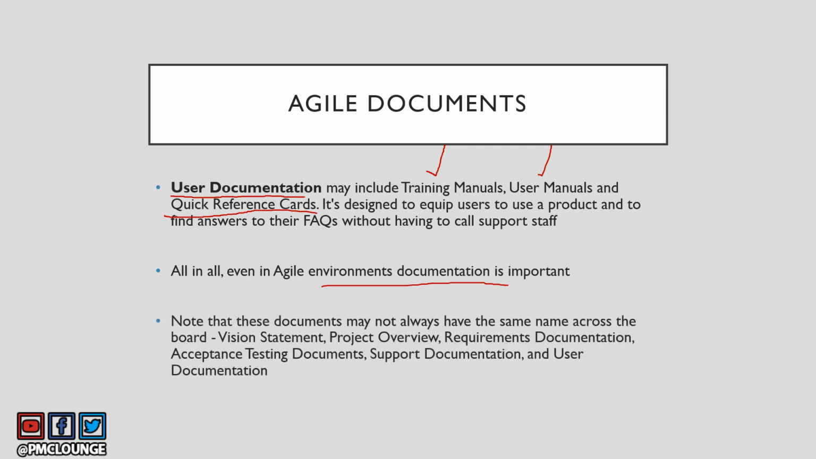Now these documents, they may not always have the same name, they may have different names, and it is possible that all agile teams are not generating all of these documents, right? These documents, again, one last time, whatever documents that we discussed, these are vision statement, project overview, requirements documentation, acceptance testing documents, support documentation, and user documentation.